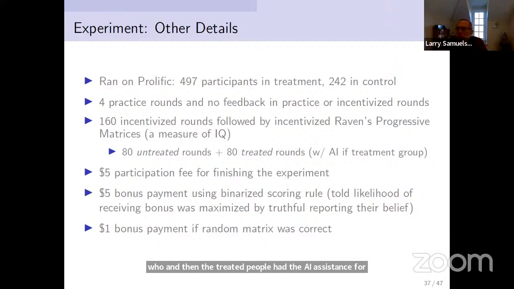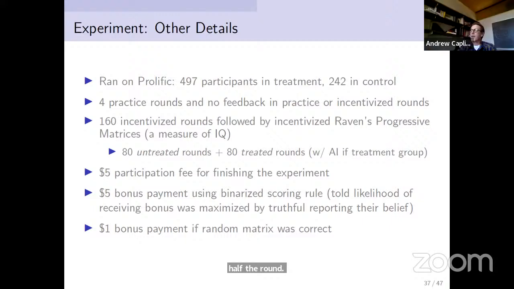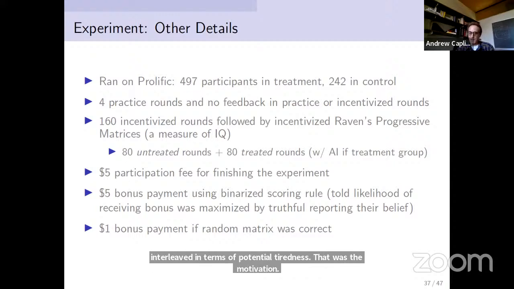And the half the rounds for the treated people were randomly distributed through the 160 rounds, or came first? It was done in rounds. There was round 1, 2 with this, and round 3, 4 with that. They were interleaved in terms of potential tiredness. That was the motivation. Ben Weidmann played a big role in helping us with the design.